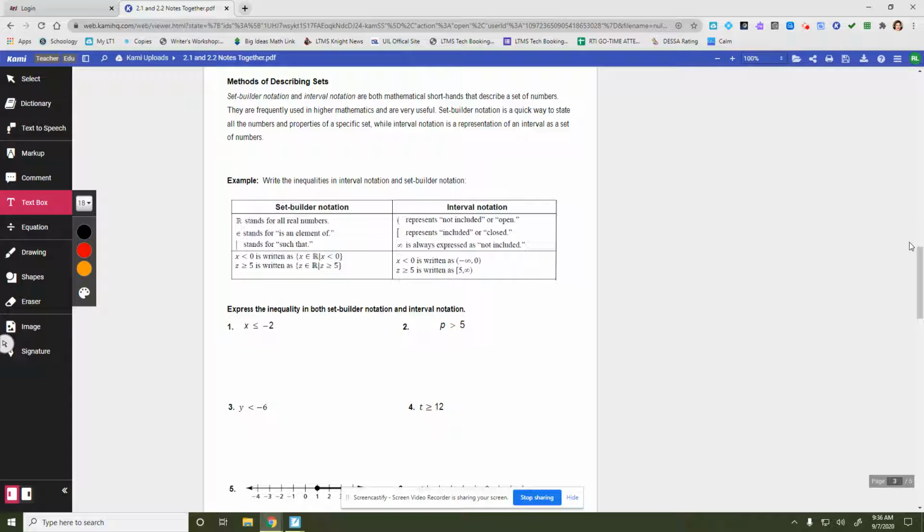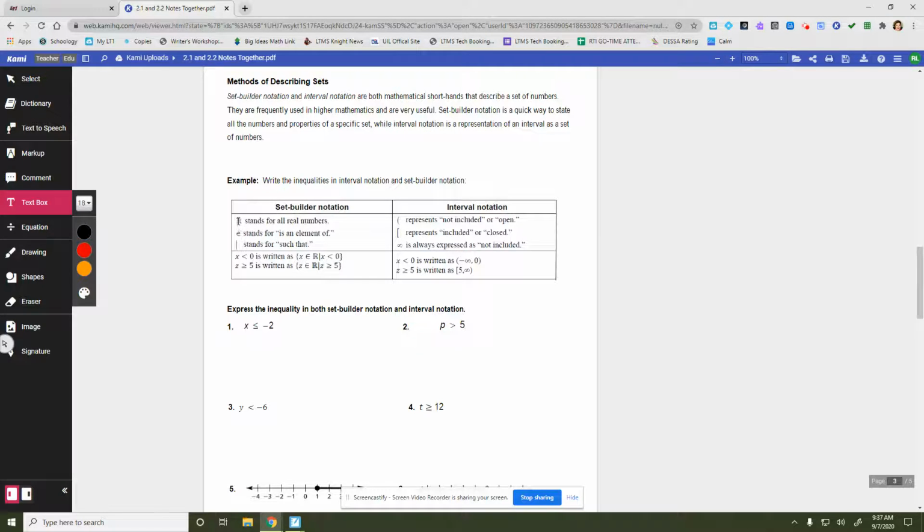They're frequently used in higher mathematics, like I said. Set builder is a quick way to state all the numbers and properties of a specific set. A set is a fancy word for a group of numbers, while interval notation is a representation of an interval as a set. Again, I'm just giving you a quick intro to this, but this is not a huge aspect of Algebra 1, so we won't spend a whole lot of time on it. The main thing is that in set builder, you still see the inequality in there. They're just defining what numbers within that inequality work.